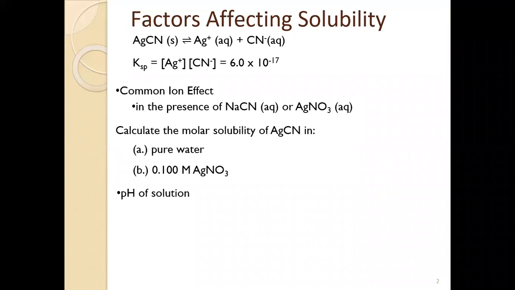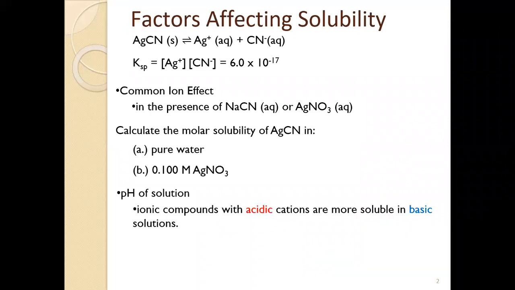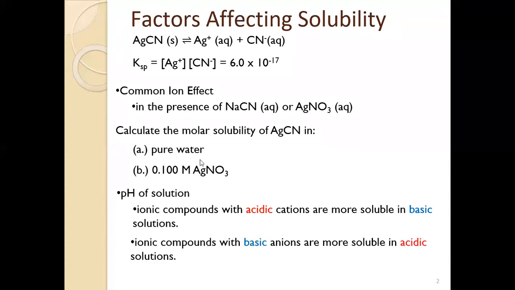Another factor that can affect the solubility of a substance is the pH of the solution. So with pH of solution, we talked about, I believe it was last chapter, about acidic salts or basic salts or neutral salts. Ionic compounds with acidic cations are going to be expected to be more soluble in basic solutions, whereas ionic compounds with basic anions are more soluble in acidic solutions. And we can see why that is the case.